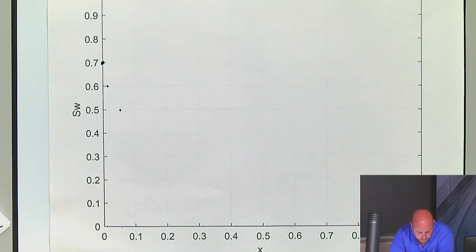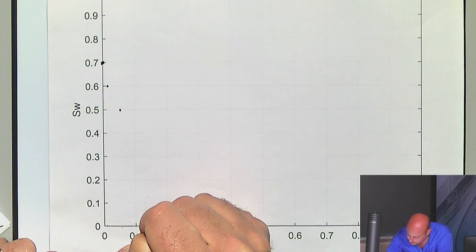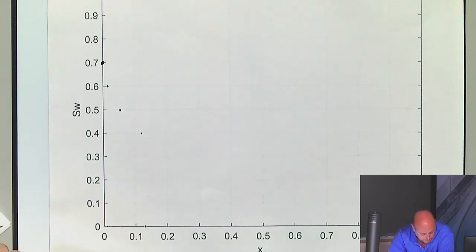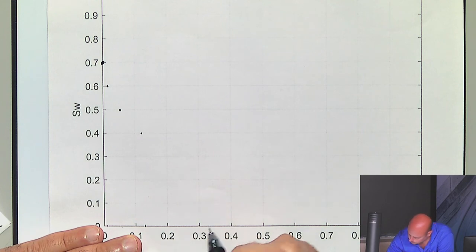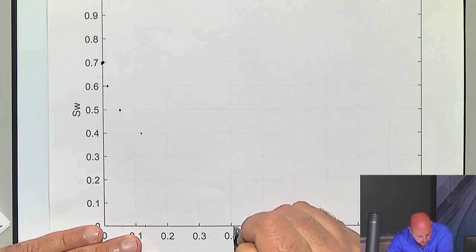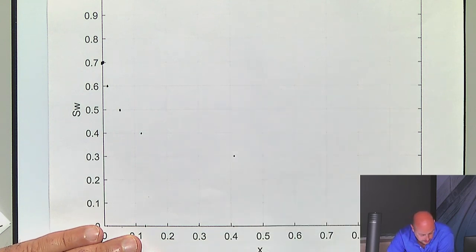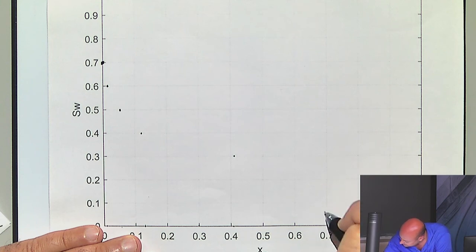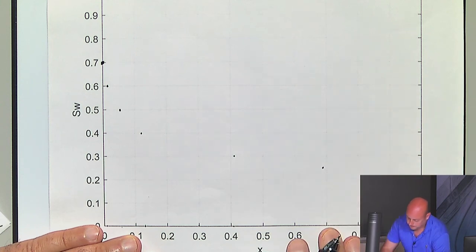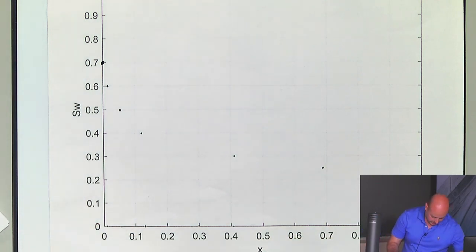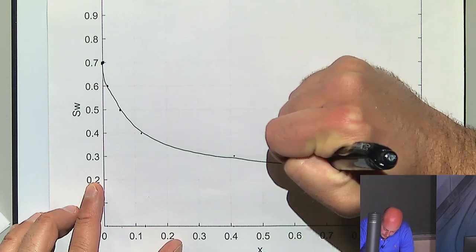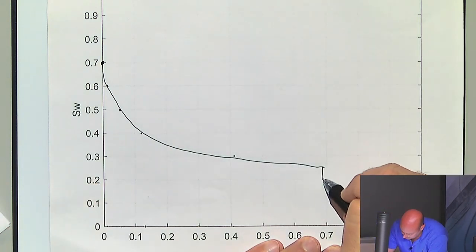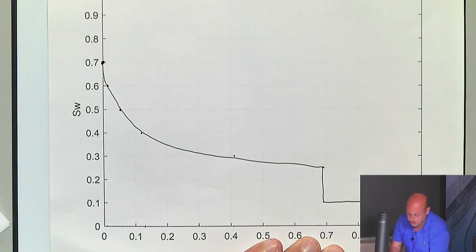Okay, so about 0.042. And then at 0.126, so right about here, SW is equal to 0.4, so it's dropping fast. SW is equal to 0.3. I'm sorry, at XD of 0.42, so right here. So now we got that. And SW is 0.25 at 0.695, so right over here. And SWR was 0.1. Okay, so what this means is that I'm going to draw this like this. Then it's going to have a shock front, come down to SWR, and it'll look like that.